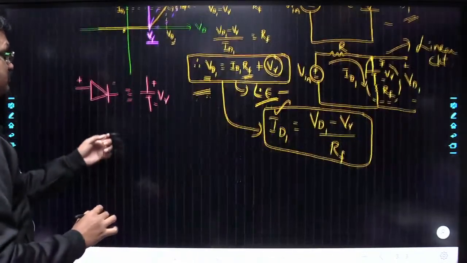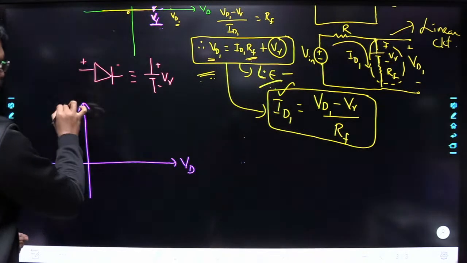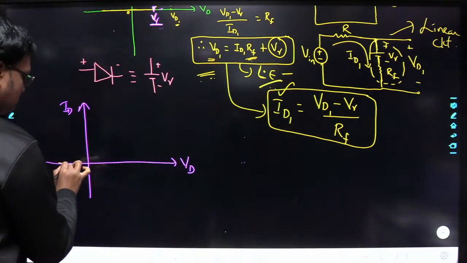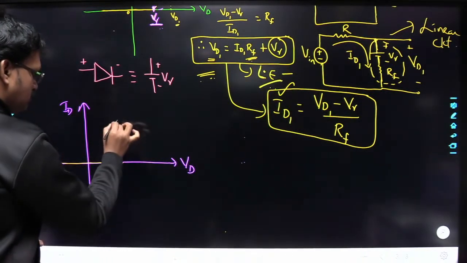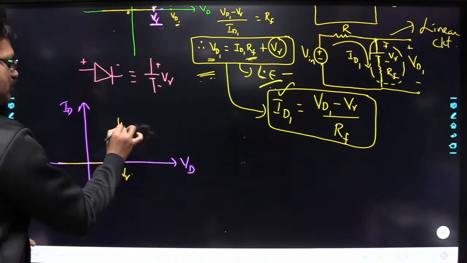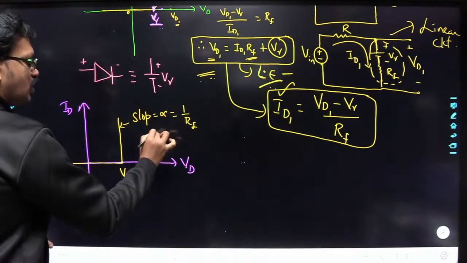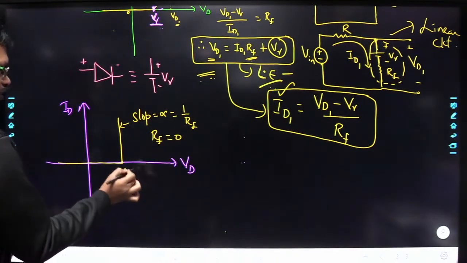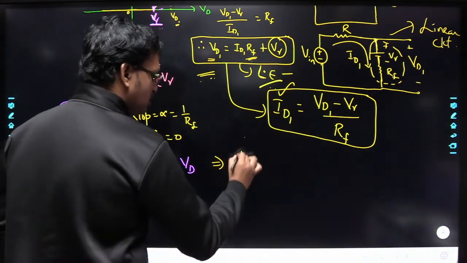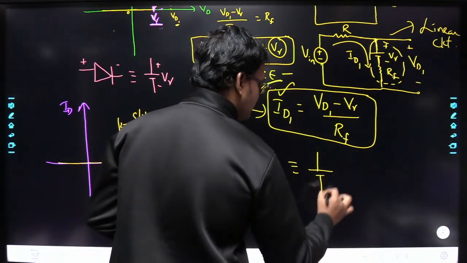I am drawing it separately: VD, ID. This is nothing but V gamma, and for this one the slope is equal to infinity, that is equal to 1 by RF. So RF will go to 0 and only V gamma is present. In this case you can replace the diode simply with the cut-in voltage.